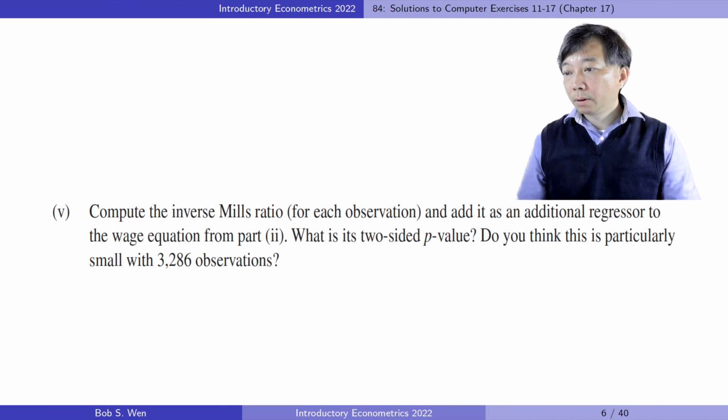In Part 5, compute the inverse Mills ratio for each observation and add it as an additional regressor to the wage equation from Part 2. What is its two-sided p-value? Do you think this is particularly small with 3,286 observations?